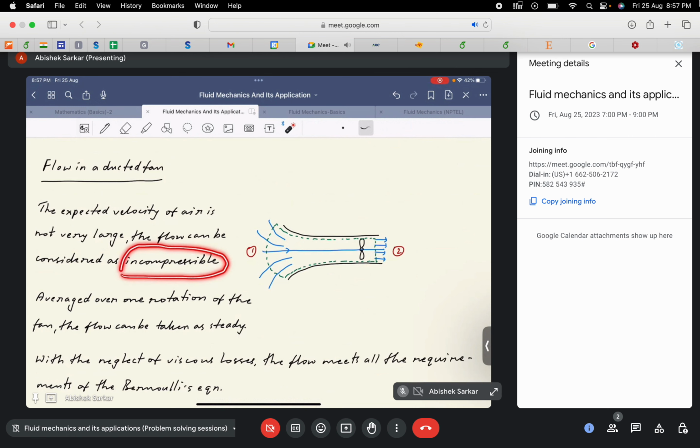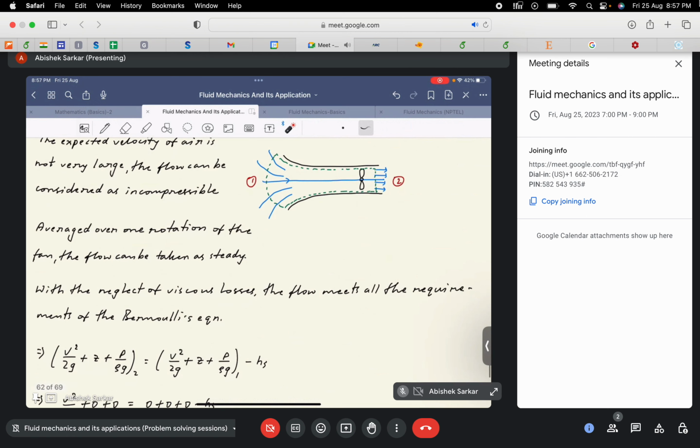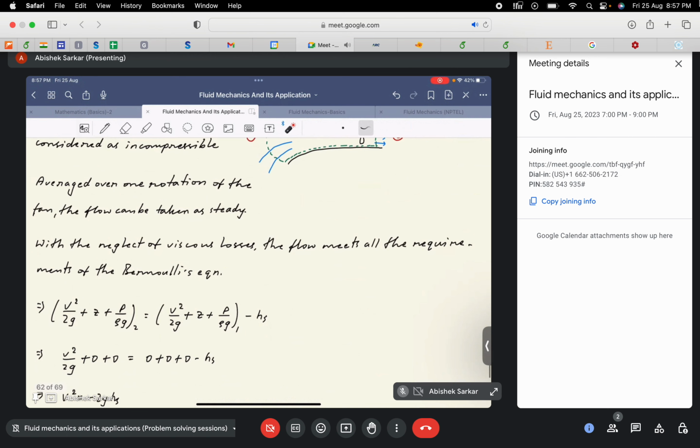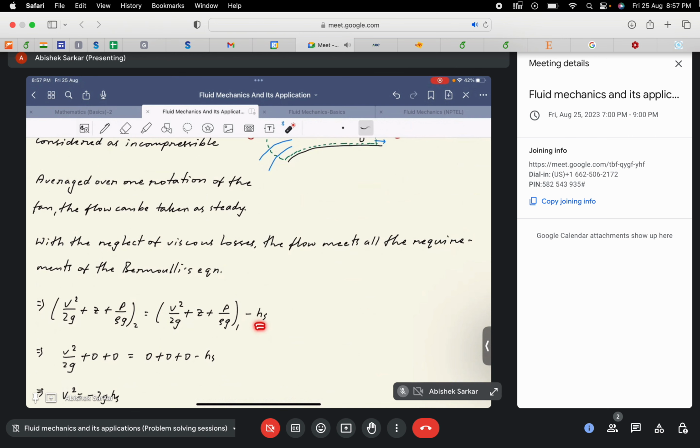So flow can ideally be taken as incompressible. Again, this previous assumption that we discussed, that averaged over one rotation of the fan, the flow can be taken as steady. Okay. So again, with the neglect of viscous losses, the modified Bernoulli's equation takes the form V square by 2g plus z plus p by rho g at point 2 is equal to V square by 2g plus z plus p by rho g at point 1 minus hs. Okay, hs, we need to see what its sign convention would be. So we clearly get an idea whether it should be positive or negative. Okay, we'll get into that.